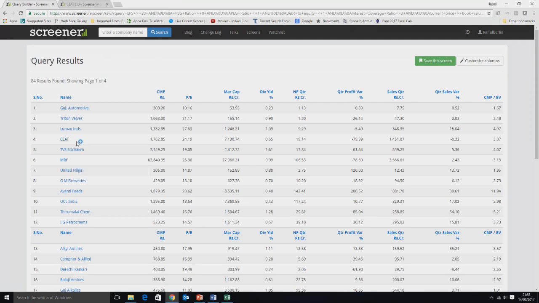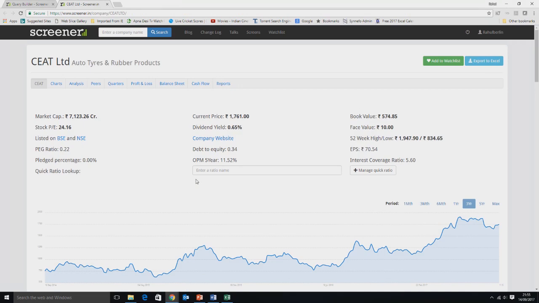See it. I know this is a good company. Book value and the current price is okay. Stock P/E, say 24%. Very nice PEG ratio. Very nice debt to equity. Very nice interest coverage ratio. This is the company I'm very much happy about. And I knew it before that it's a very good company.